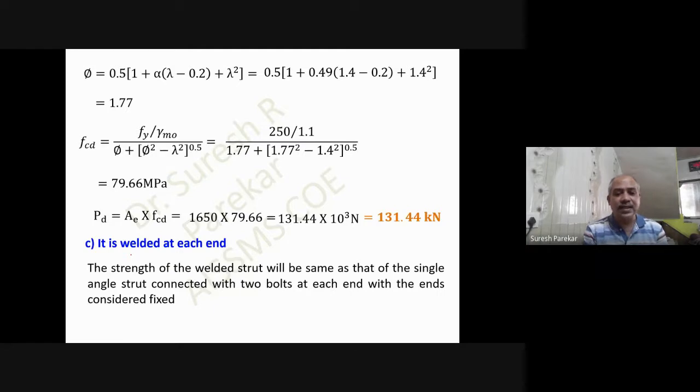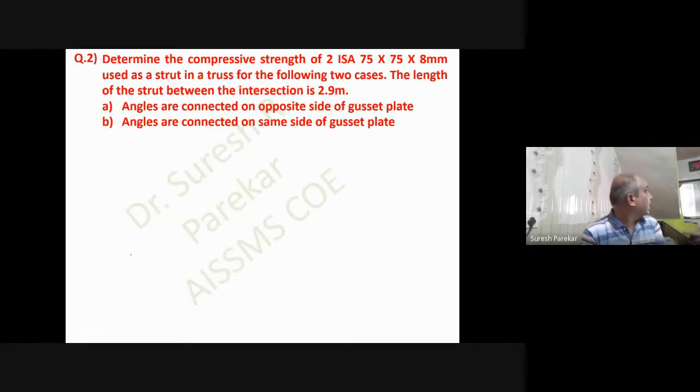Now, third case, it is welded, and in the case of welded, we are going to consider it the same as two bolts at each end with ends considered as fixed. We have already considered this class, and for this I got this value as 118.8 kilonewton. So this is the problem we have considered for the single angle section.